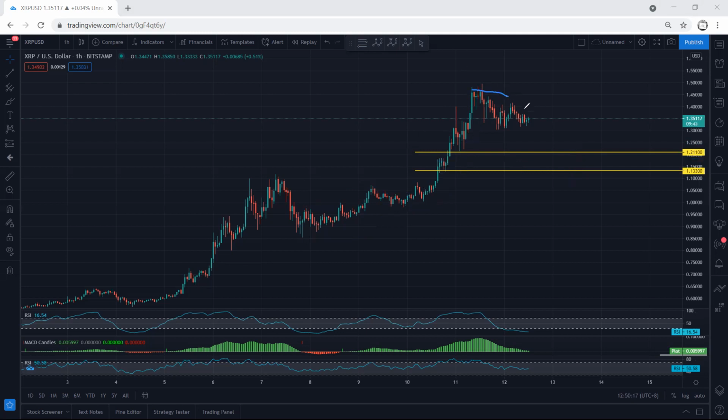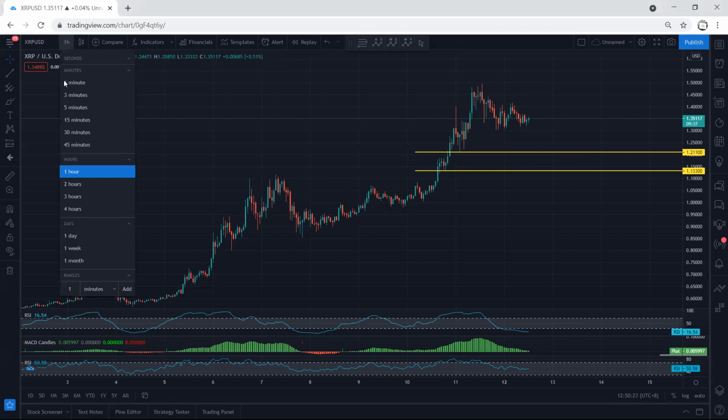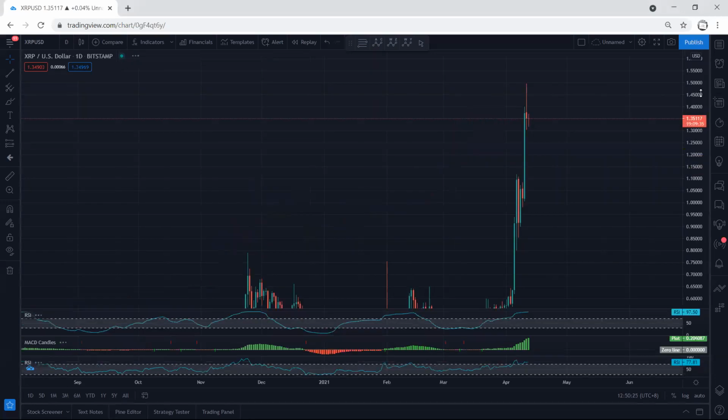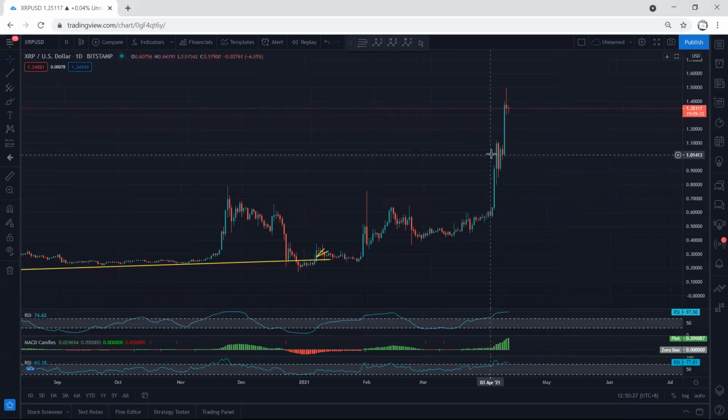Now we want to see whether this correction can give us a buy setup for continuation. Actually, we're looking for continuation, okay? Now we want to see how we can trade it. If we move to the daily chart, as we can see, based on the daily chart, we get the sharp move. Now we want to see whether we get the correction here for continuation or not.